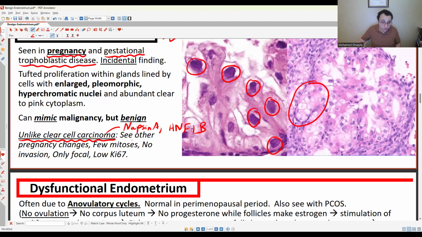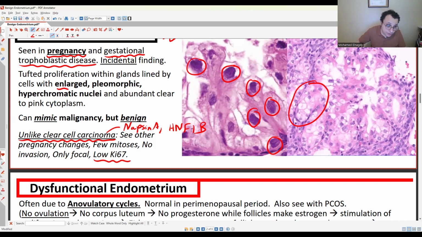And there is also, he's saying here it has low Ki67. Arias-Stella has low Ki67, but clear cell carcinoma has high Ki67. Also, Arias-Stella happens more in reproductive age females. Clear cell carcinoma happens in old age postmenopausal females. So when you look at an endometrium and see, oh, I see clear cell carcinoma, back up a little bit, look at the age, make sure you throw some immunos to confirm. Because it might be Arias-Stella reaction or pregnancy-associated change.